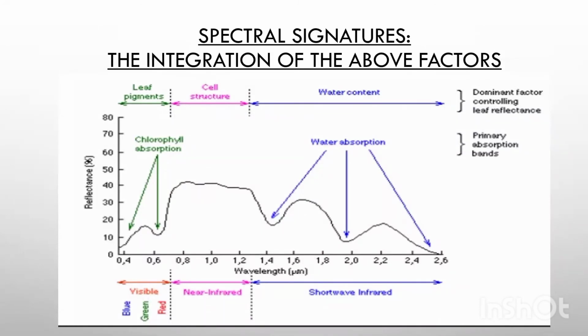By looking at this graph, we can identify how cell structure, water content, and pigments present in the leaves affect the spectral reflectance of different types of vegetation. We can see from the graph that chlorophyll in the leaves of the plants absorbs blue and red, at the same time reflects green. That is in the first part of this graph. At the same time, water content in the plants affects the spectral reflectance in the shortwave infrared region.